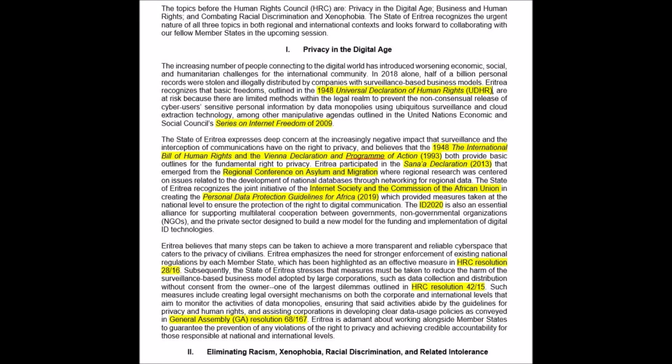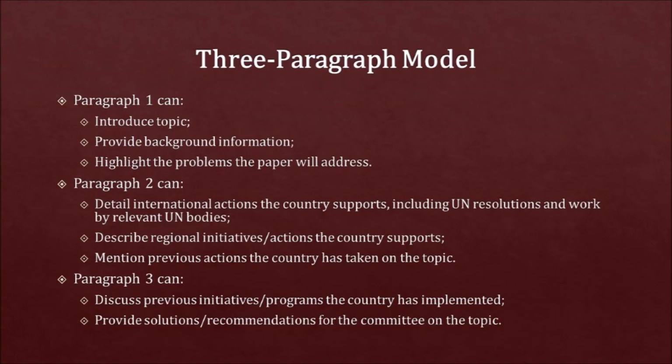and other information. So here I just want to show you what that sort of looks like, the 3 paragraphs, as you can see, laid out here. And I've highlighted important resolutions, cited information, conferences, and so on. So you can see that it is quite substantive, and your paper will likely end up looking very similar. So let's take a look at the 3-paragraph model.